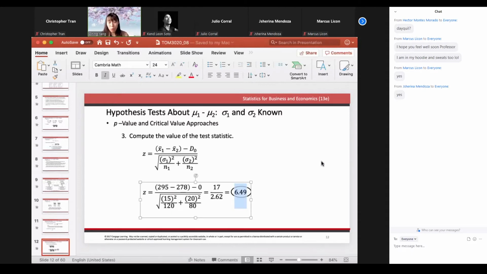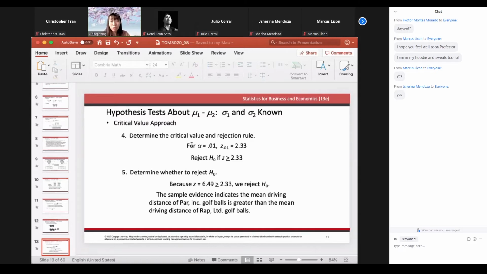So as you practice, if you get a z-score equals 6 point something, you don't even see it in your z-table. So you know it goes too far from the center, and you easily reject the null hypothesis.